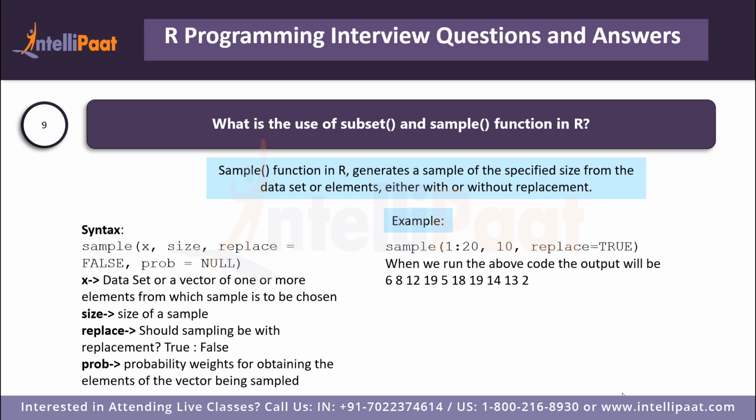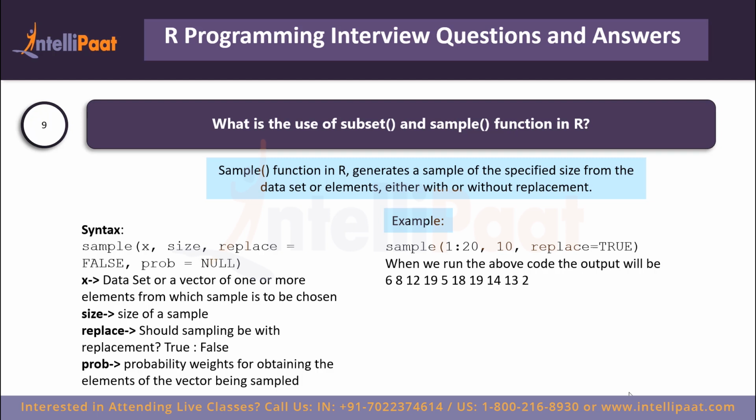So you can see the example using the sample function. We give the values as 1:20, 10 and replace equal to TRUE. When we run the above code, we'll get the output as you can see on your screen, that is 6, 8, 12, 19, 5, 18, 19, 14, 13 and 2. So these are 10 values between 1 and 20, and these are actually random values.